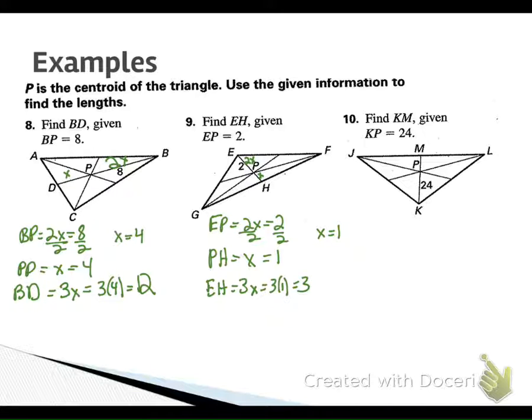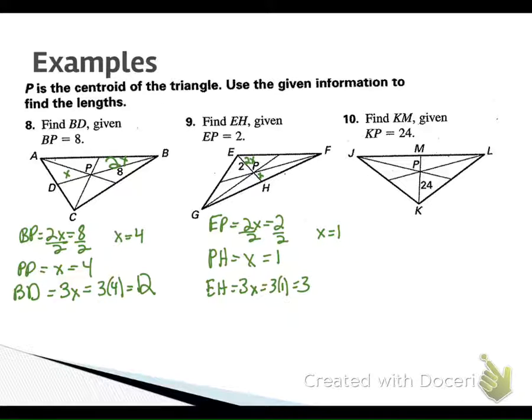So you use the fact of what you have. You set it equal to whichever part you know. If it's by the vertex, it's 2x. If it's by the base, so the side, it's just going to be x. And then we substitute in to find what we know. The whole length of your median is always going to be 3x. So once you find x, you can just substitute in.